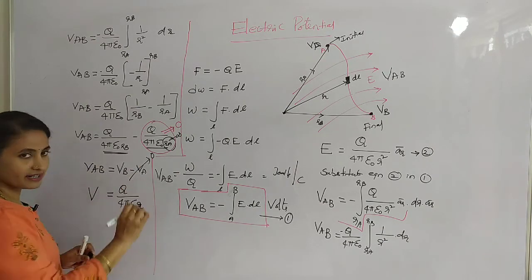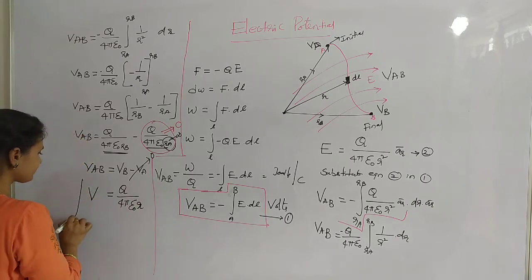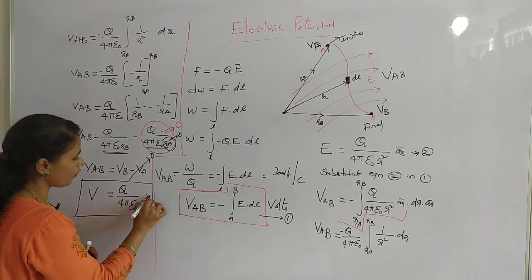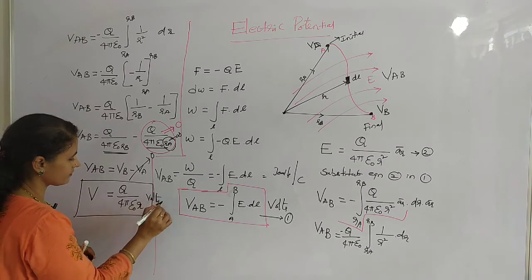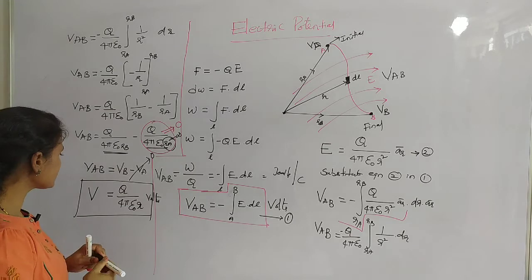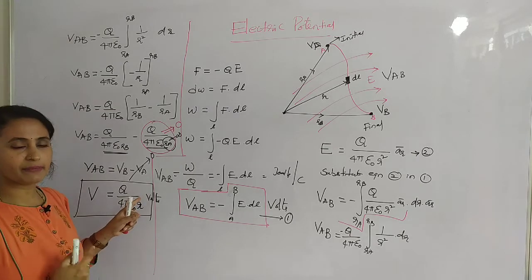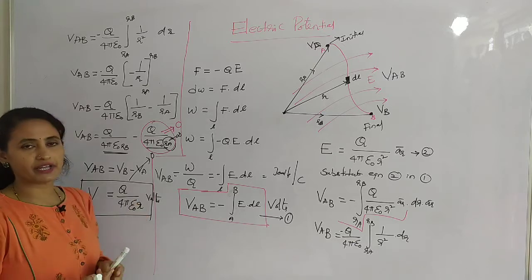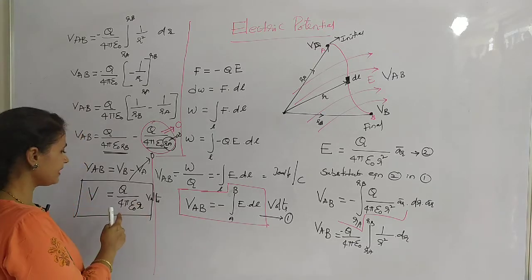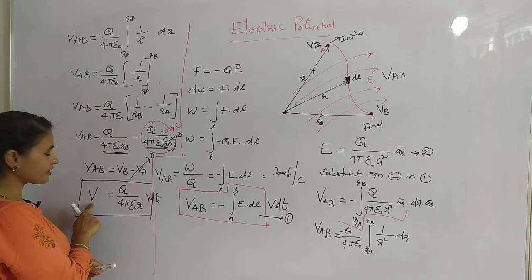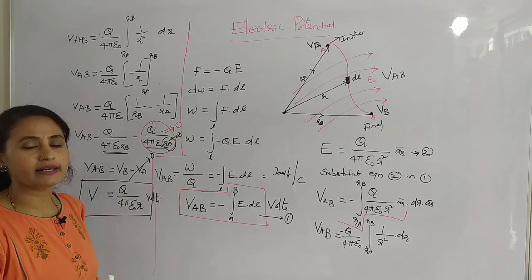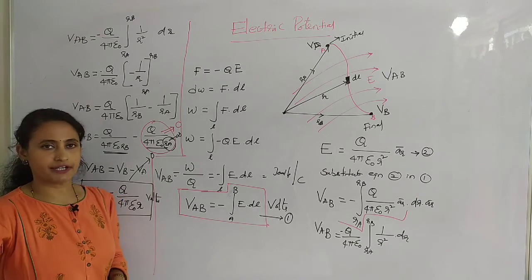Let us write one general distance R. So this is the electric potential. The unit is volts. Now if you see this one, it has not been appended with any unit vector. Right now, no aR, no aX, no aY terms, right? Which means that this electric potential V, Q upon 4 pi epsilon naught R, is a scalar quantity.